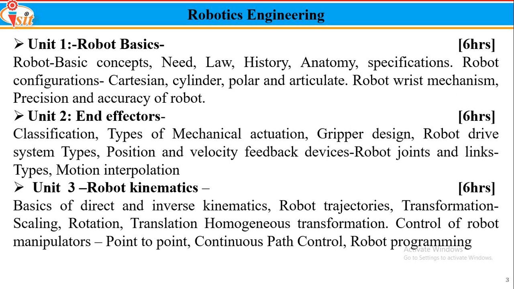Unit number 3 is related with robot kinematics. In that we are going to learn the basics of direct and inverse kinematics, robot trajectories, transformation scaling, rotation, translation, homogeneous transformation, control of robotic manipulation, point-to-point and continuous path, robot programming, etc. This is related with unit number 3.